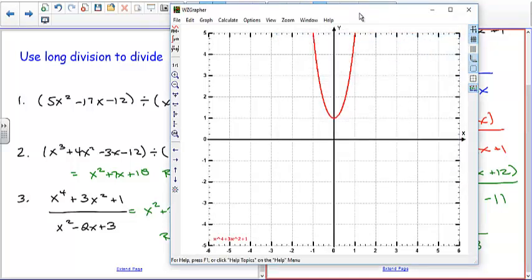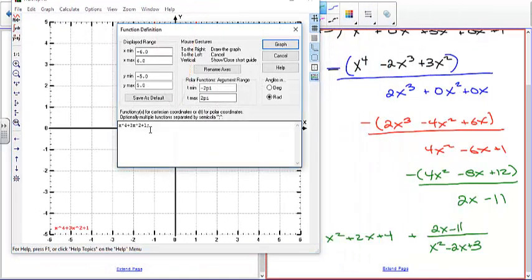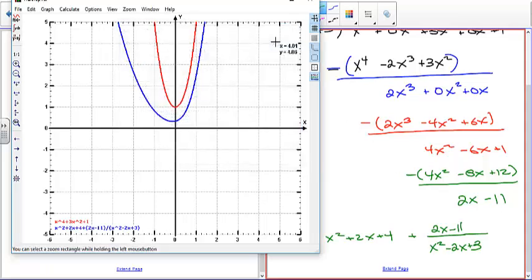So that's what it looks like. And then I'm going to plot this result, which is x squared plus 2x plus 4 plus the quantity 2x minus 11 divided by x squared minus 2x plus 3. And hopefully I see the same. Uh-oh, got a problem.